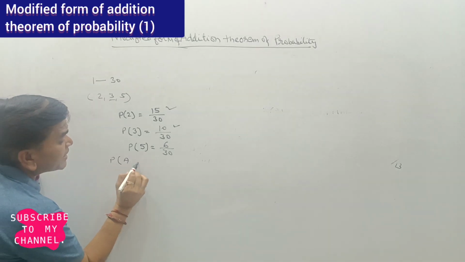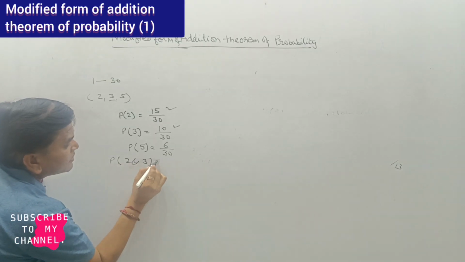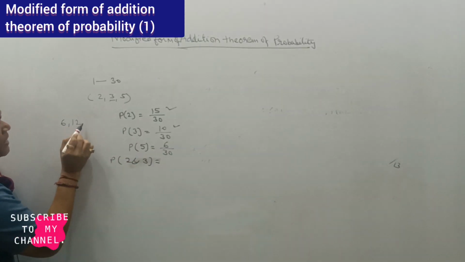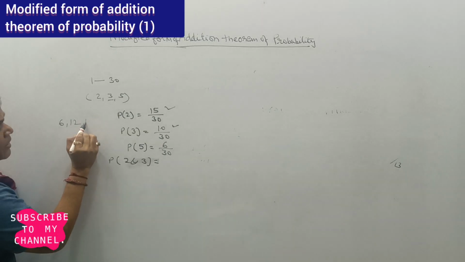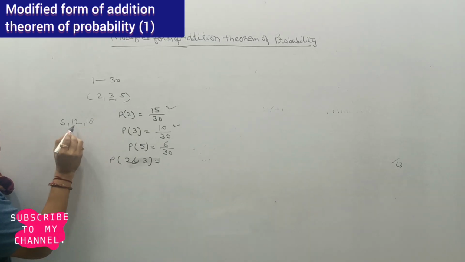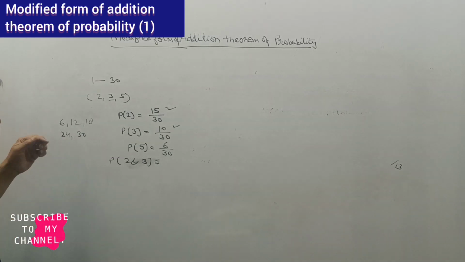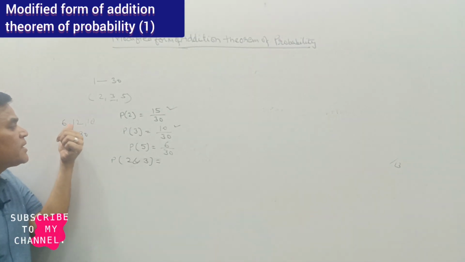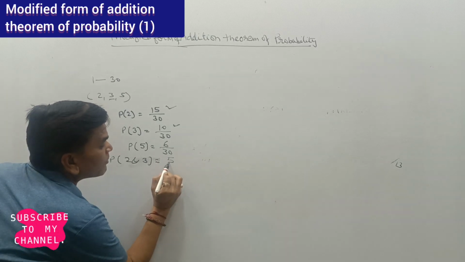Divisible with 2 and 3. Some numbers are divisible with both 2 and 3. So there are 5 numbers divisible with both: 6, 12, 18, 24 and 30. These 5 numbers are divisible with 6. So that will be 5 upon 30.